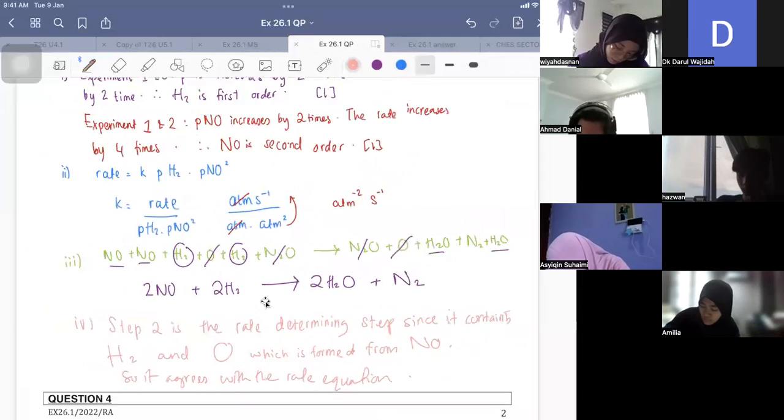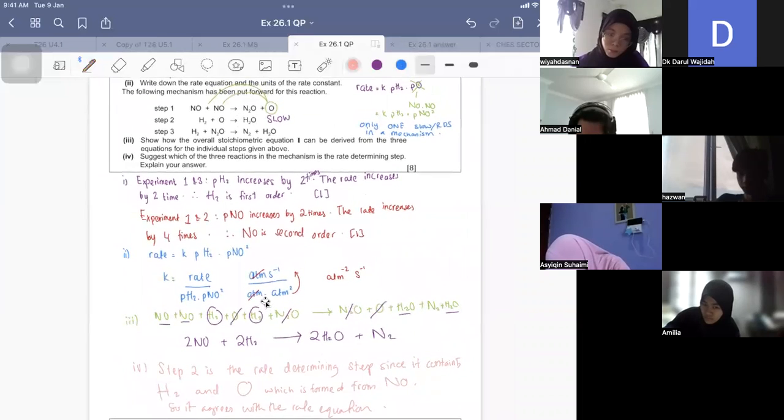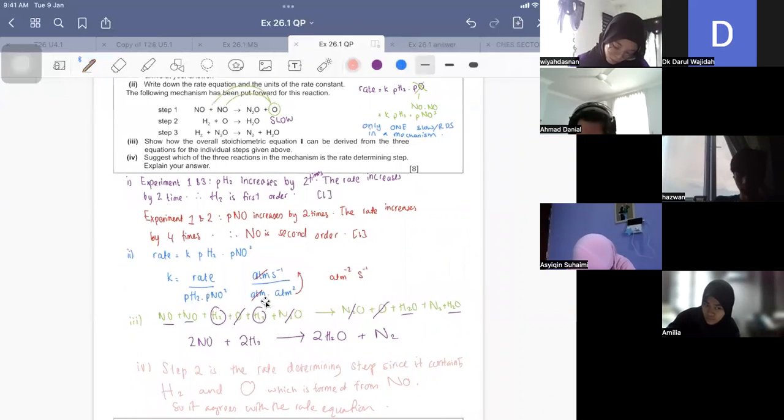I will try to zoom that out. Don't know if you can see. Step 1 cannot be it because there's no hydrogen. And then you move on to step 2.